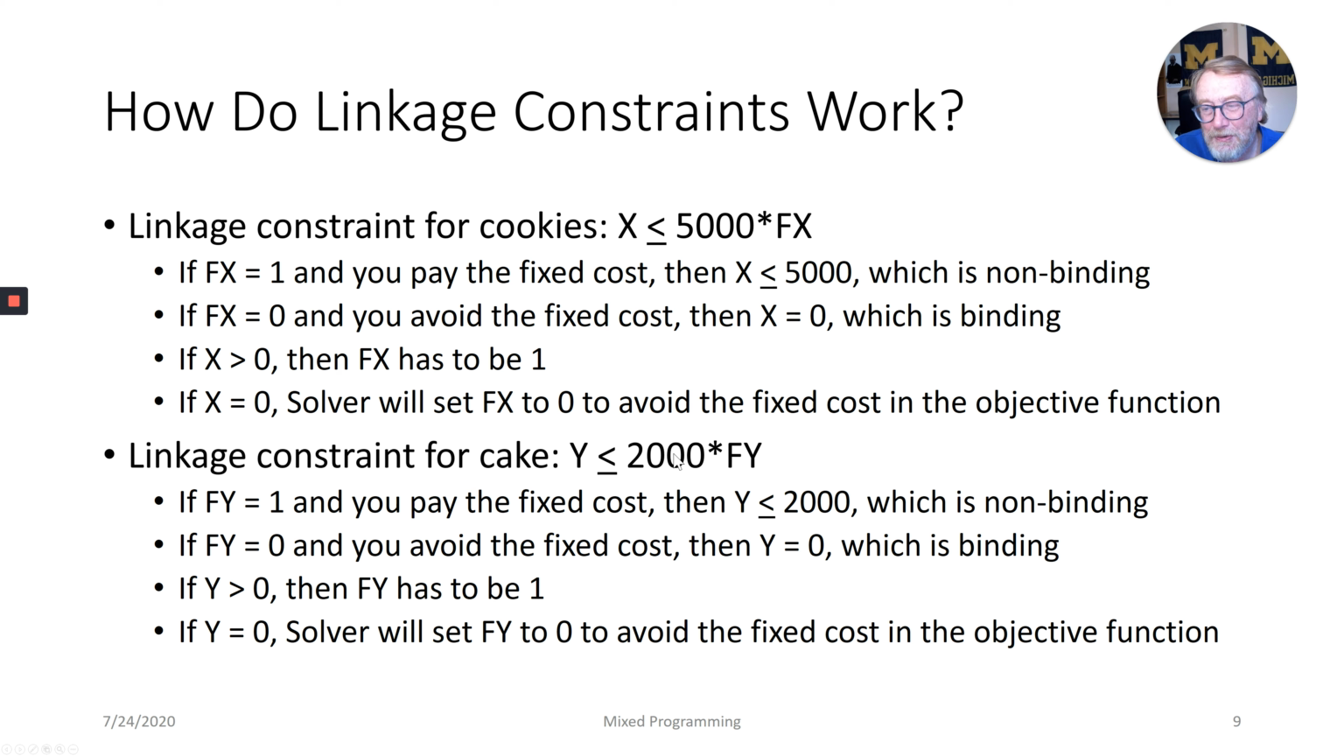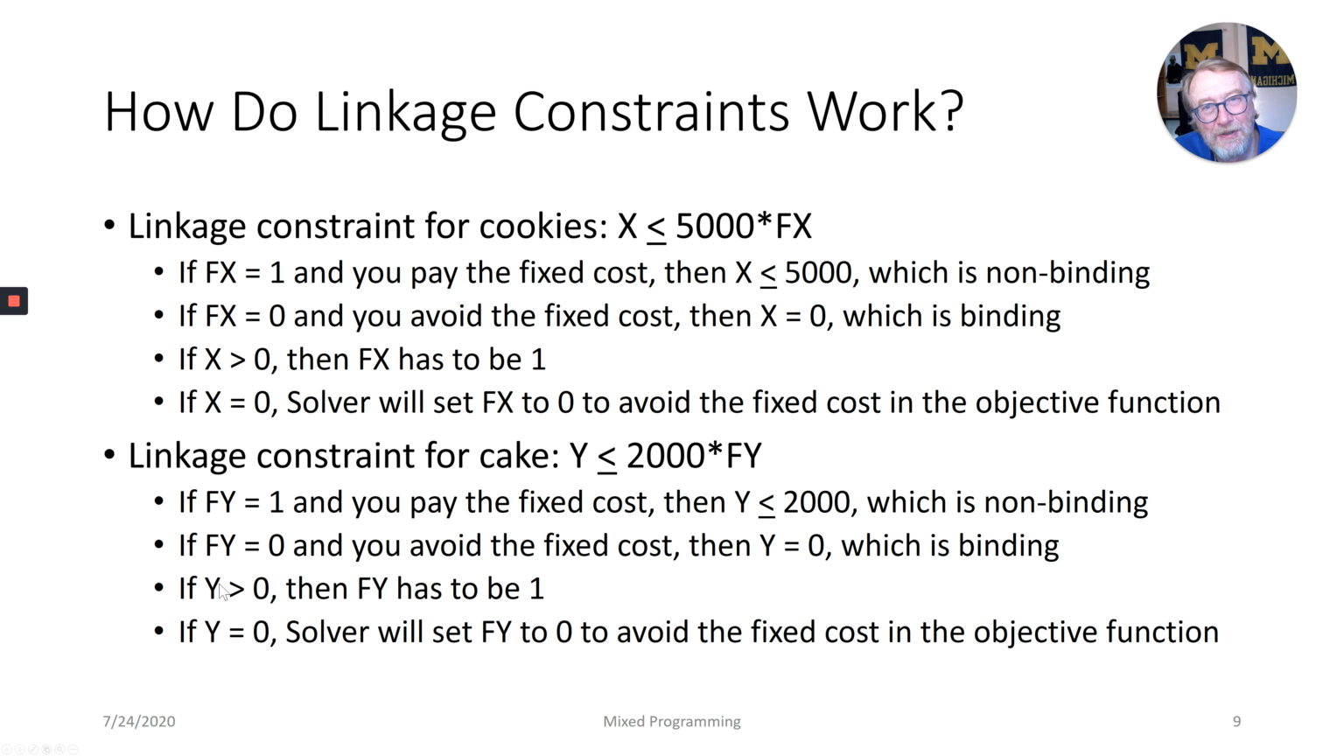y is less than or equal to 2,000 f of y. So if f of y is equal to 1, then we're allowing y to go from 0 to 2,000. So that's not going to be binding because we never make 2,000 pounds of cake. If f of y is equal to 0, then we're forcing y to 0. You force it to crunch down. If we don't want to pay the fixed costs, we don't want to do the setup for cake, then we're not going to make any cake, sorry.